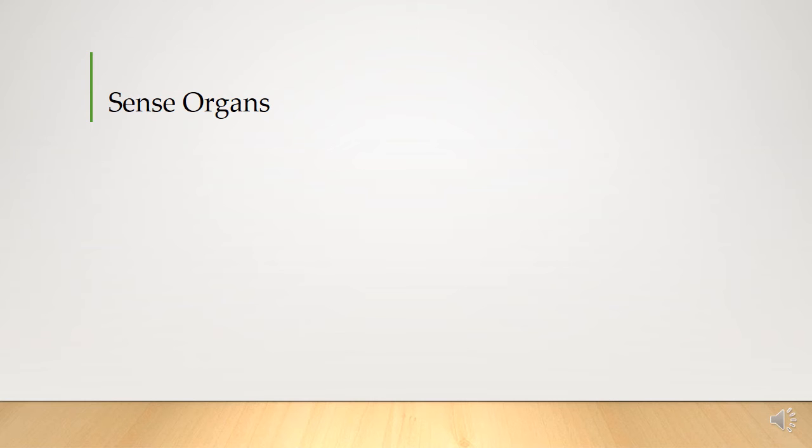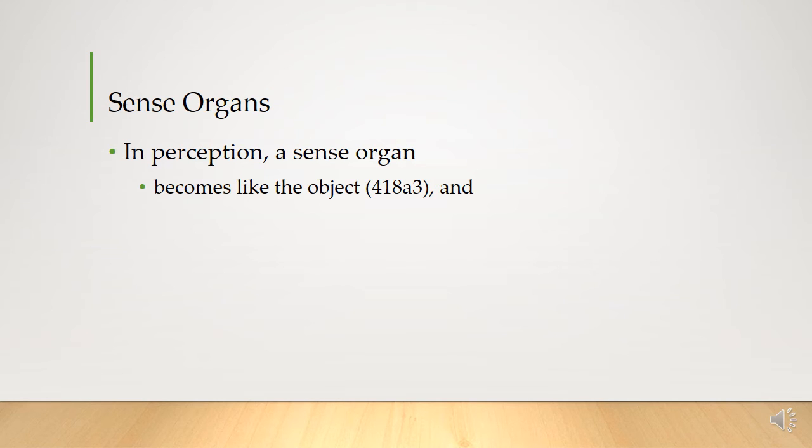The second question for Aristotle is, in perception, what happens to a sense organ? According to Aristotle, in perception, a sense organ becomes like the object of perception and receives form without matter. First, a sense organ is potentially like the object of perception before perception. When it's being acted upon in perception, the sense organ becomes like the object. For example, when you are seeing a red tomato, your sense organ, namely your eyeballs, becomes red, just like the tomato.